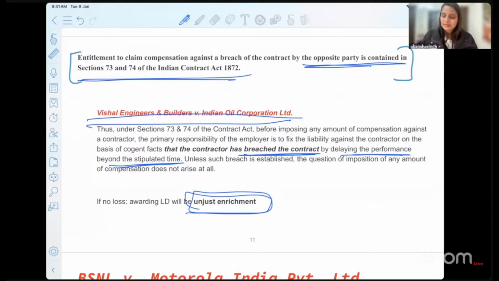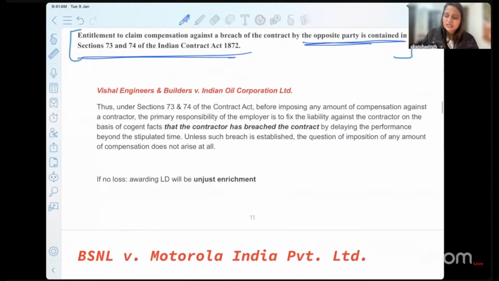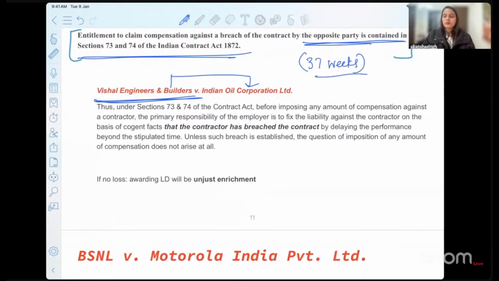Now, what has happened in this particular case, let me briefly give you the facts. Vishal Engineers and Builders promised Indian Oil Corporation that they will construct a structure that was required, within a stipulated period of time. But they delayed it by 37 weeks, almost a lot of time. This was supposed to be delivered in April, and it was later delivered in the next year's May. So a very big chunk of time by which the delay has happened.